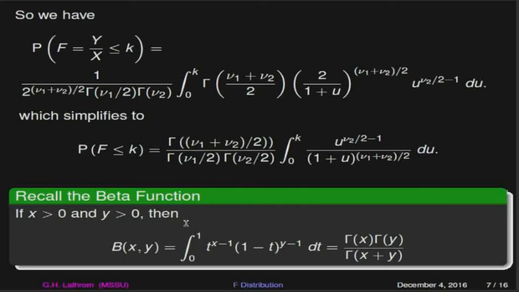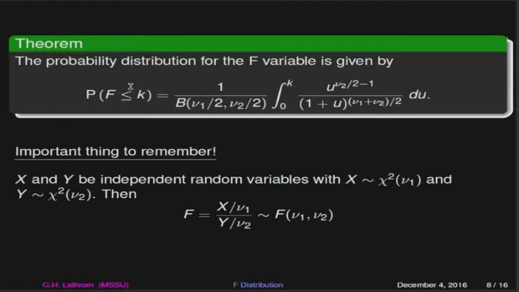And so the beta function B(x, y) is going to be this expression, but we can evaluate the beta function in terms of the ratio of some gamma functions. What that lets us do is simplify our expression so that the probability that capital F is less than or equal to k is going to be 1 over the beta function at nu sub 1 over 2 and nu sub 2 over 2, and our PDF for our F distribution has the form that we see here.